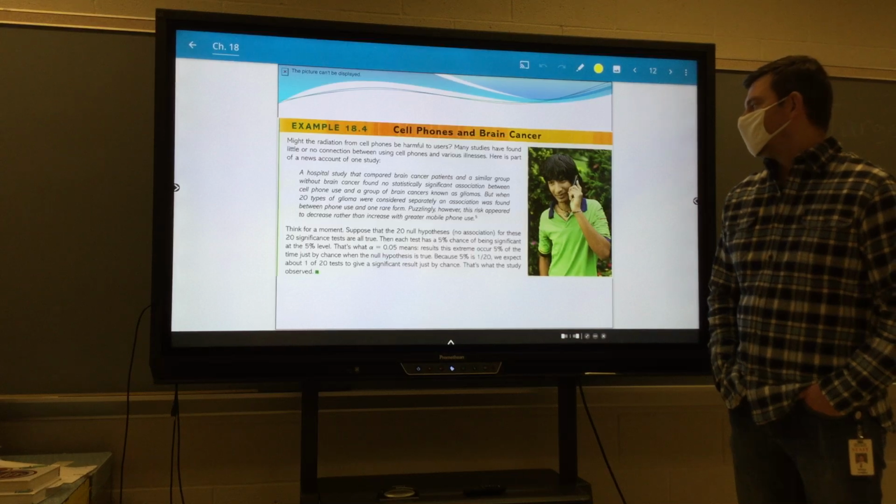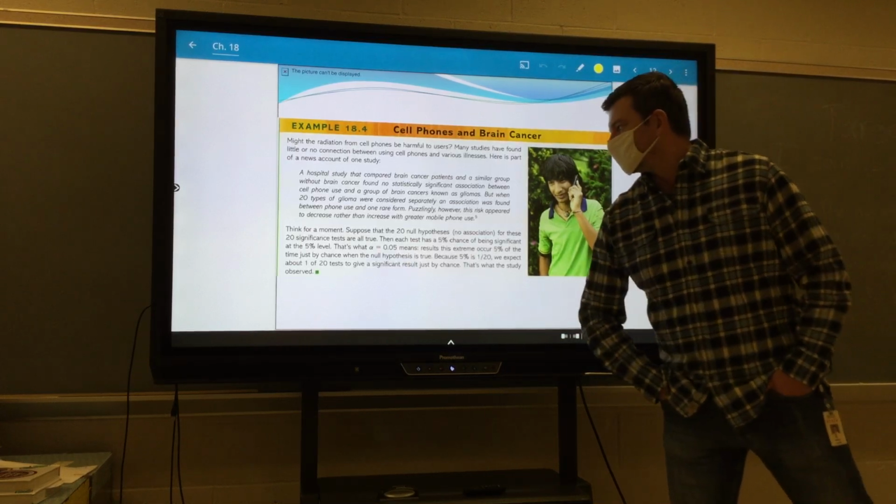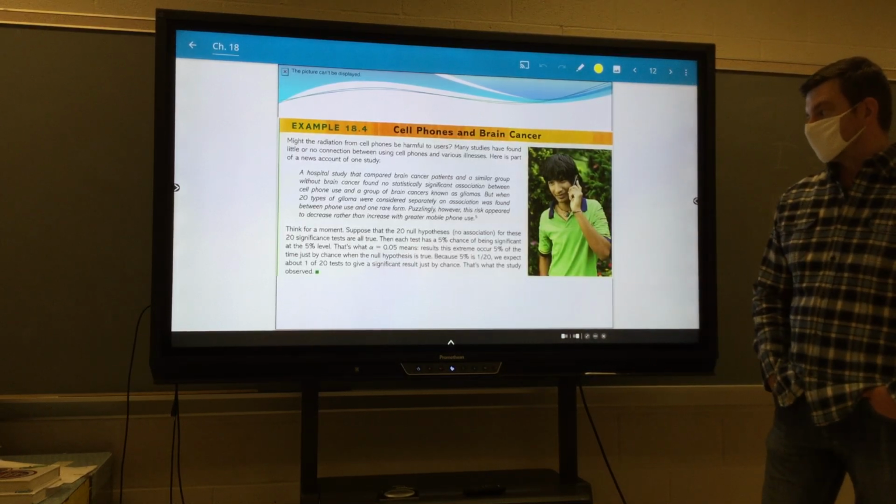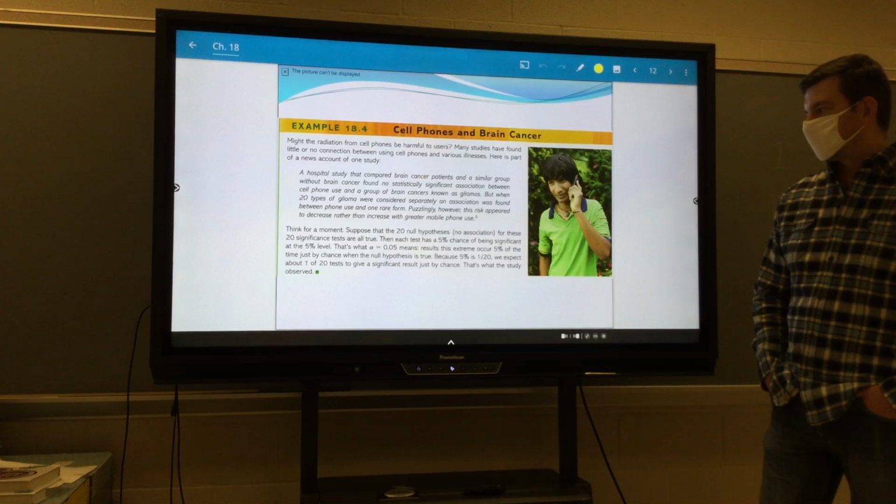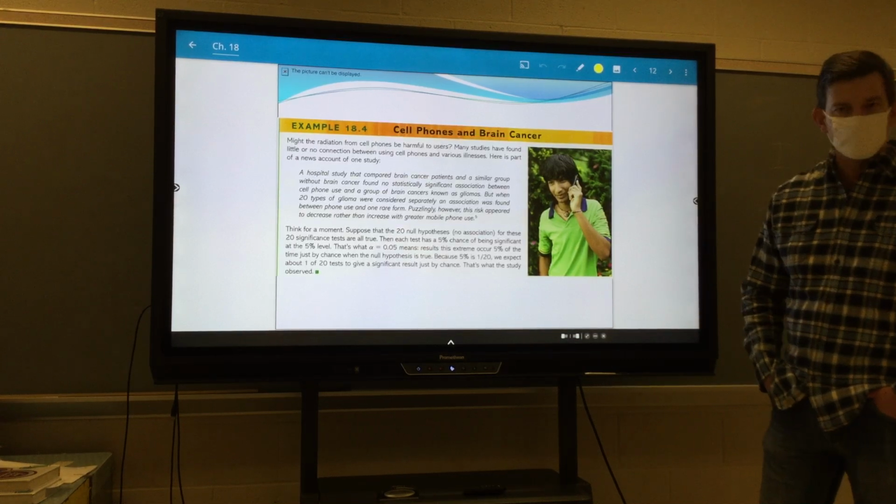Probably pronounced that wrong. But when 20 types of glioma were considered separately, an association was found between phone use and one rare form. Puzzlingly, however, this risk appeared to decrease rather than increase with greater mobile phone use.